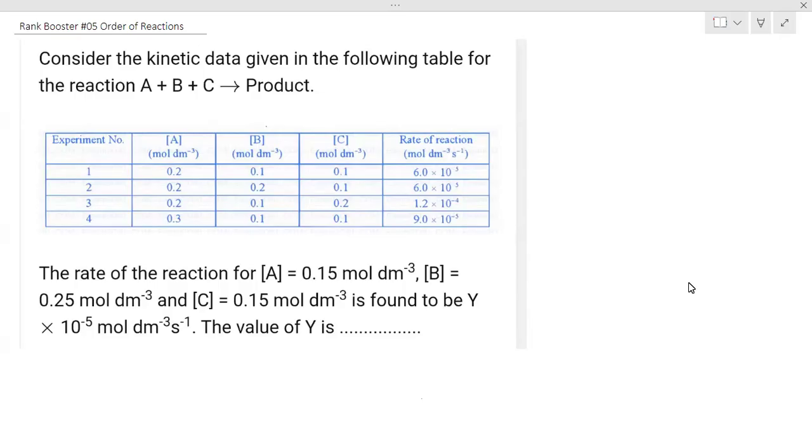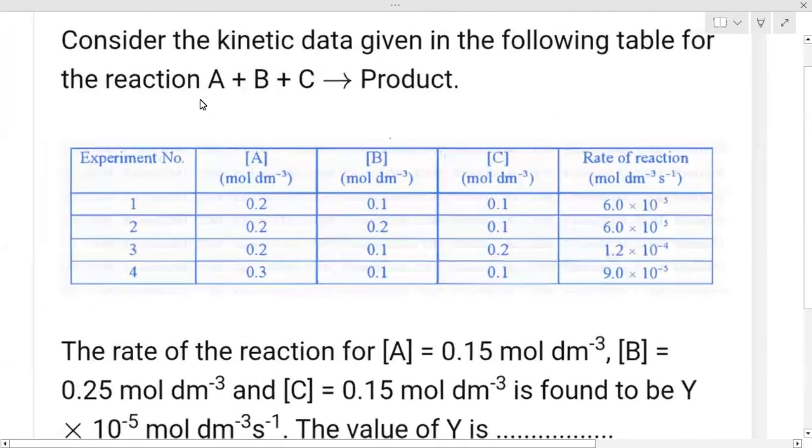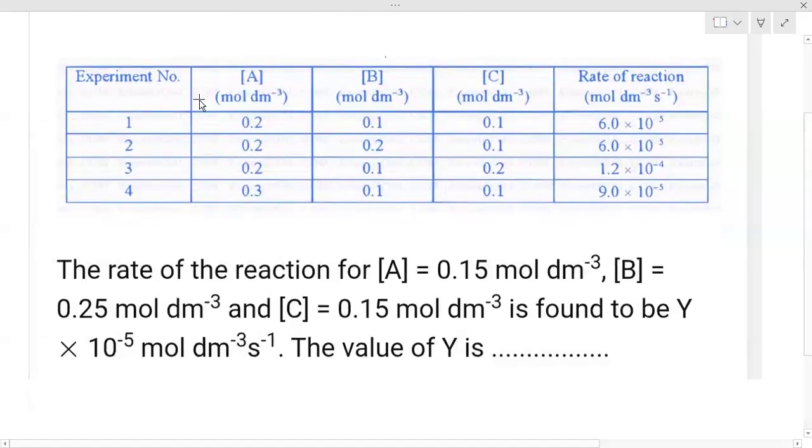Consider the kinetic data given in the following table for the reaction A plus B plus C giving product. So a set of experiments is given, changes in the concentrations of each of these reactants are given, and the corresponding rate of the reaction is also given. You have to find the rate of the reaction for a concentration of A equal to so and so, B equal to so and so, C equal to so and so, where the rate is Y into 10 to the power minus 5 moles per liter per second. The value of Y is.